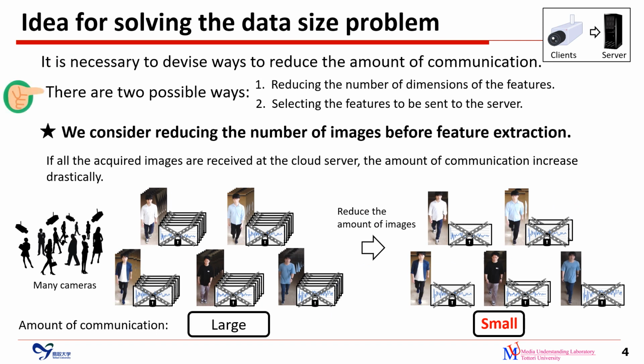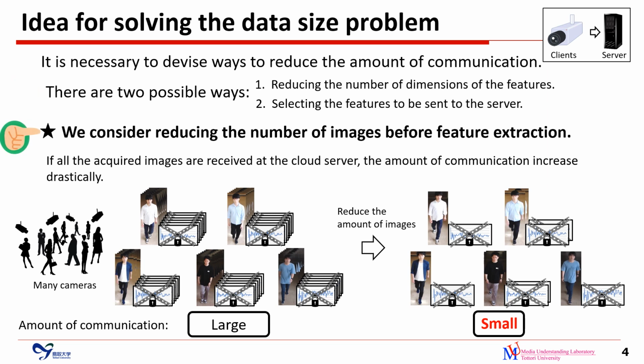There are two possible ways. The first one is by reducing the number of dimensions of the features. The second is by selecting the features to be sent to the server. We focus on the feature selection approach.